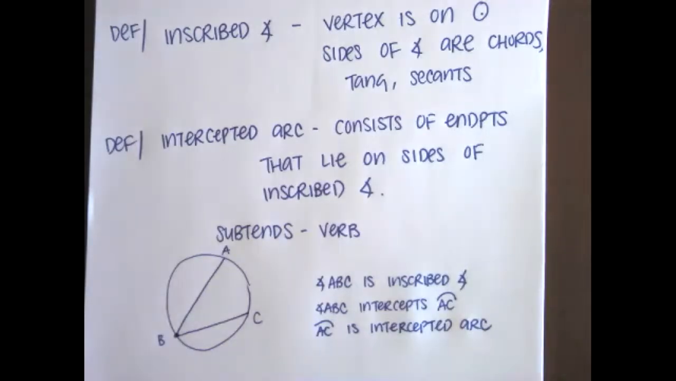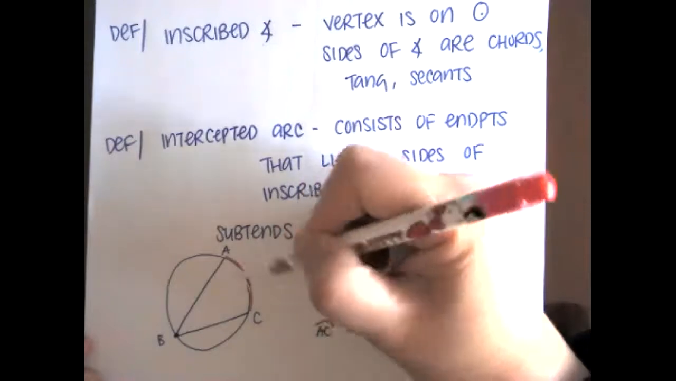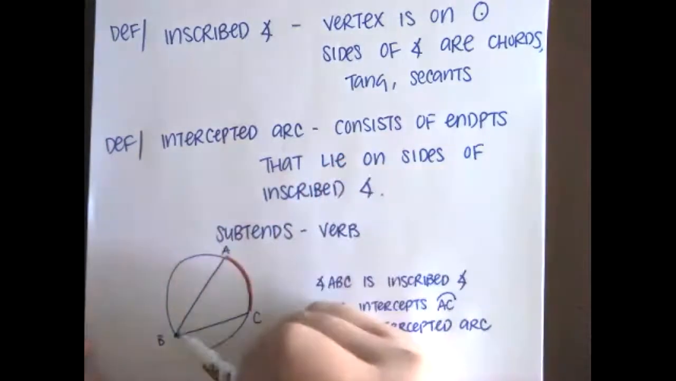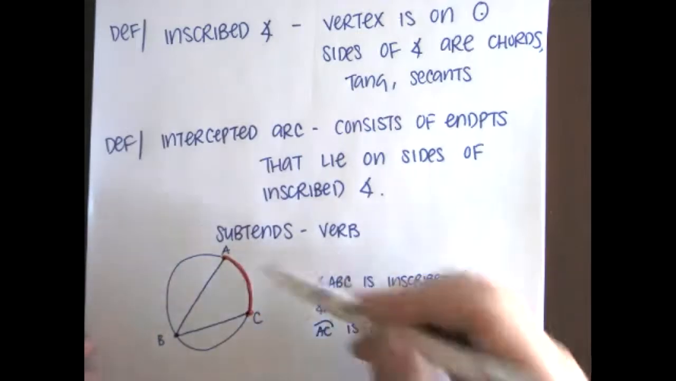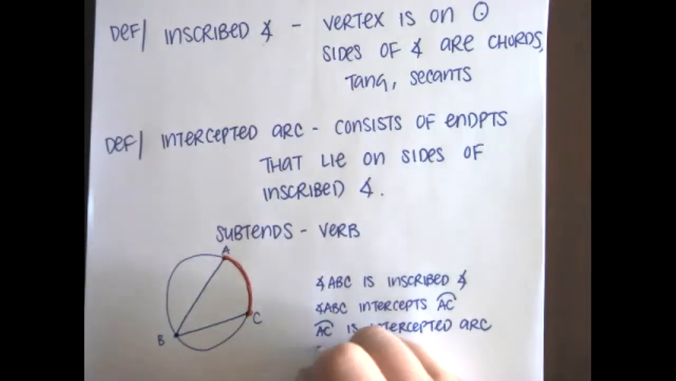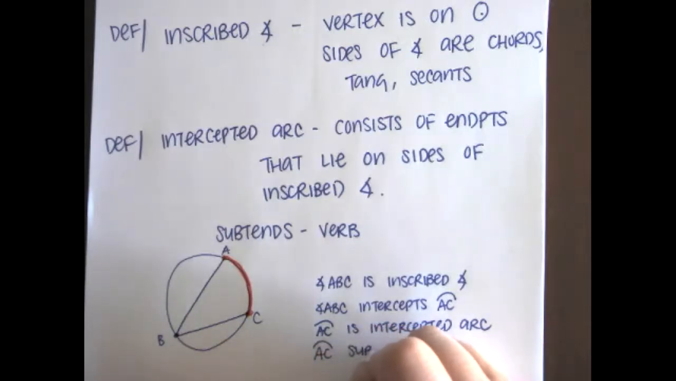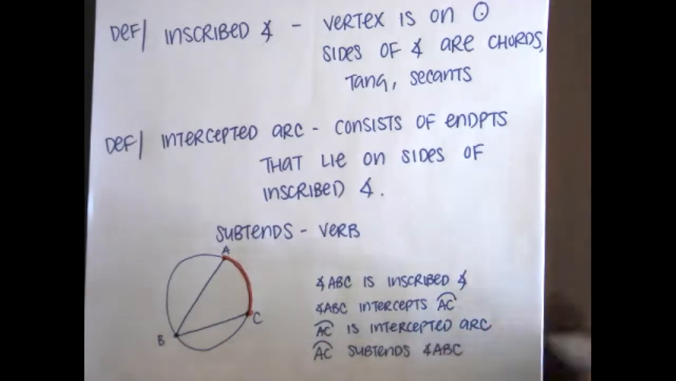So it's basically like the arc is in the mouth of the angle. I don't know how you want to look at it, but because the angle hits the circle there and hits the circle there, it's all the points in between. That's the intercepted arc. And then you could say that arc AC subtends angle ABC. We're not going to really use that word that often.